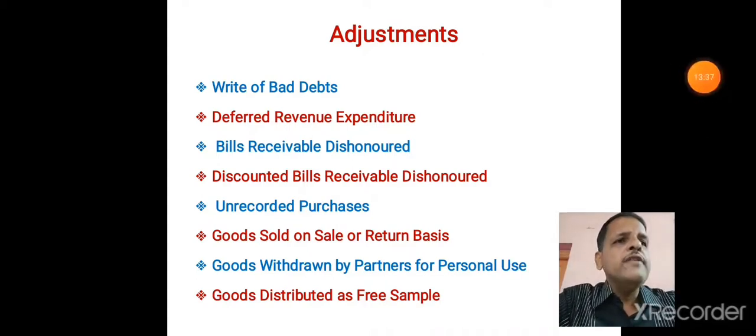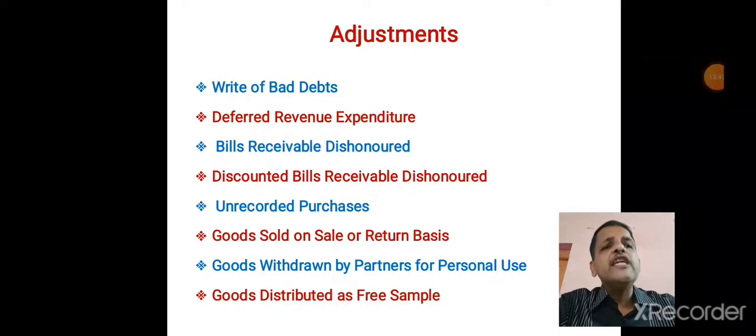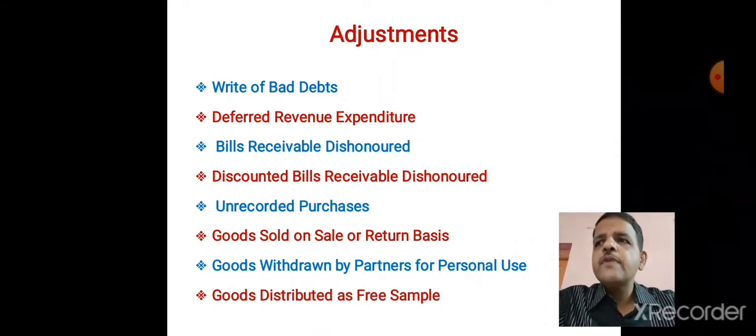Goods withdrawn by partners for personal use. Now when partners withdraw goods for personal use, that time 2 effects we have to give for that transaction. Which are they? First effect is that we have to show that item on trading account credit side as goods withdrawn by partner Mr. X for personal use. Second effect is that it is drawing, so we have to deduct it from partner's capital.